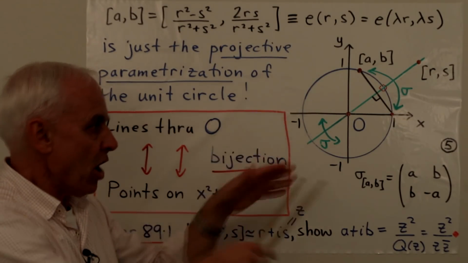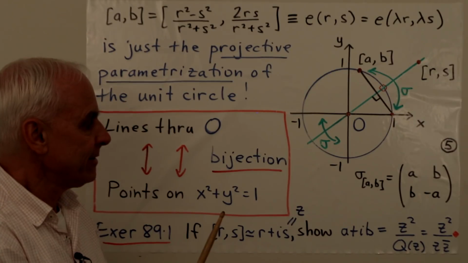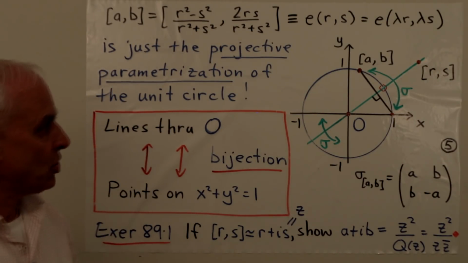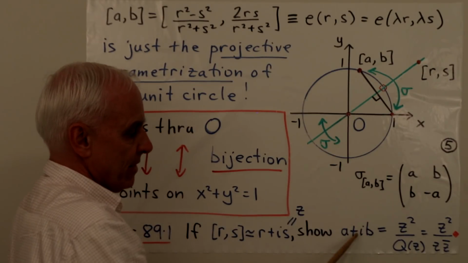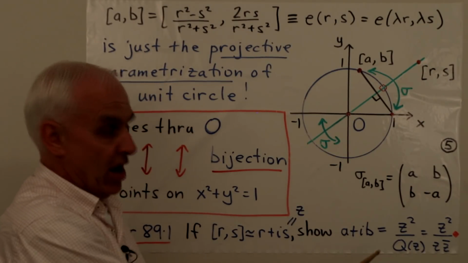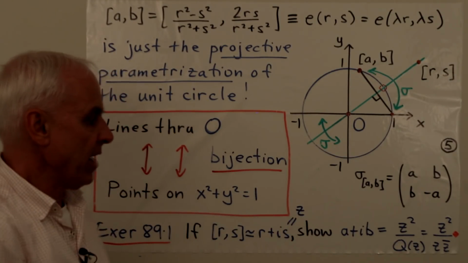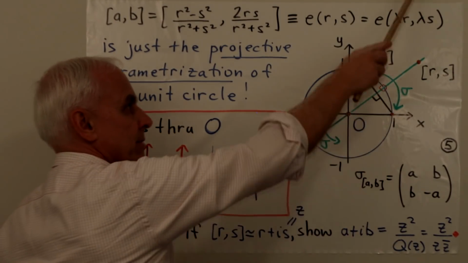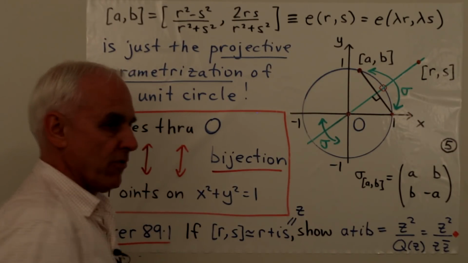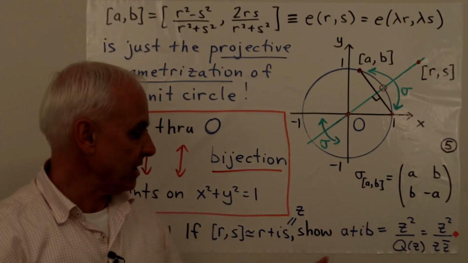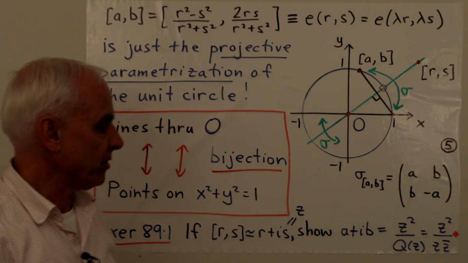so imagine this is the complex plane for a second. Let's call that complex number Z. Then you can show that the point AB, or as a complex number A plus IB, is just what you get when you take this complex number Z and you square it and then you divide by its quadrance. The quadrance is Z times Z bar, or the sum R squared plus S squared.